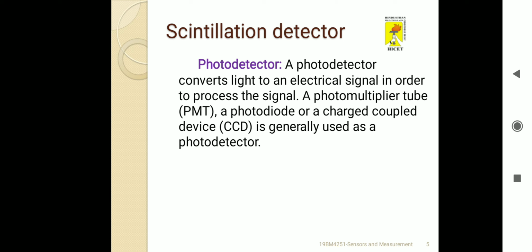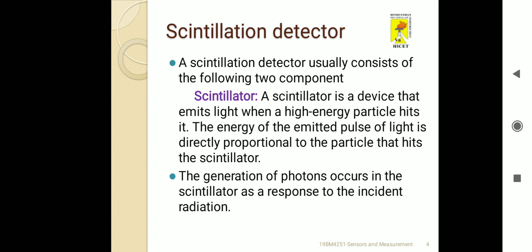Let us see what a scintillator is. A scintillator is a device that emits light when a high energy particle hits it. The energy of the emitted pulse of light is directly proportional to the energy of the particle that hits the scintillator. The generation of photons occurs in the scintillator as a response to the incident radiation.